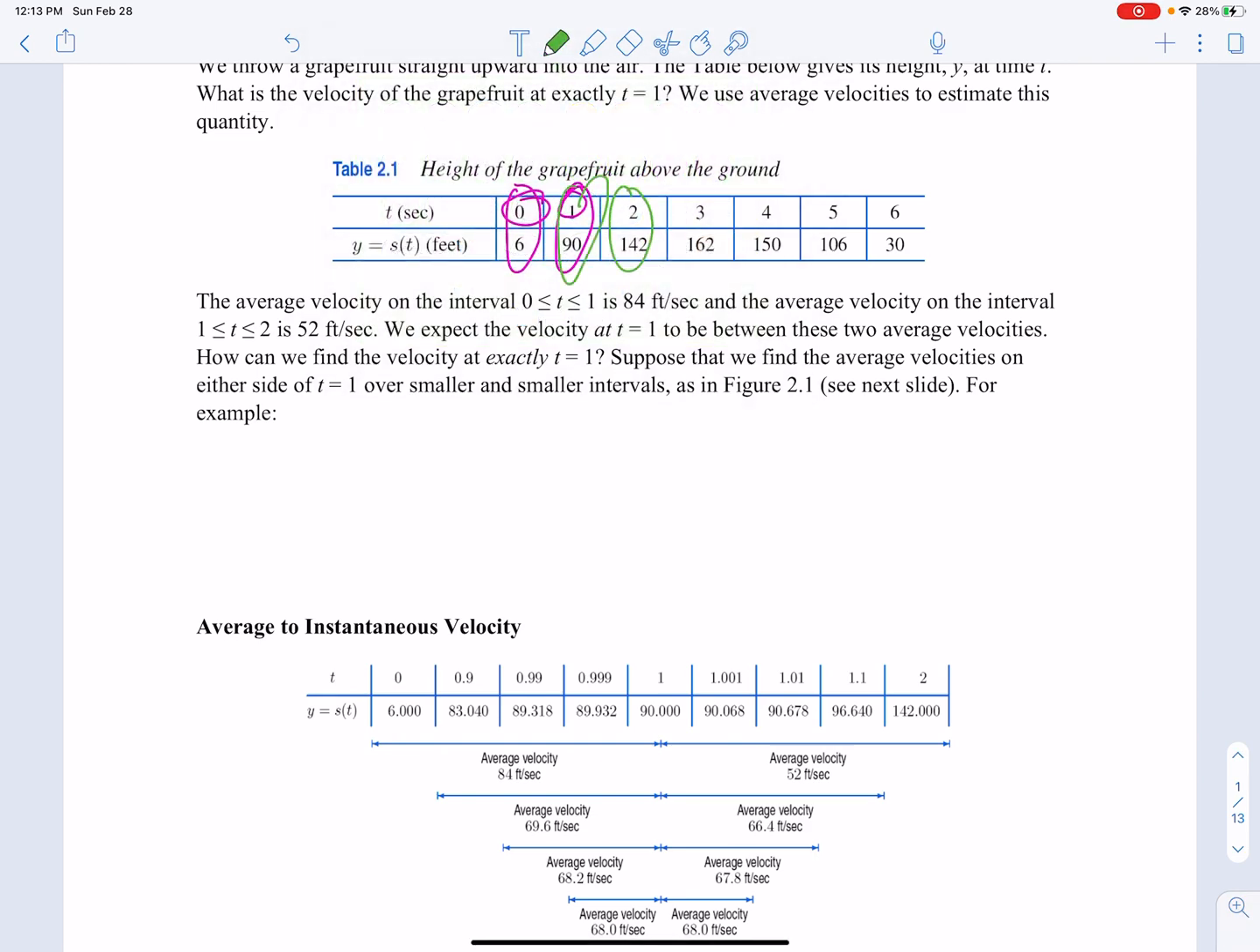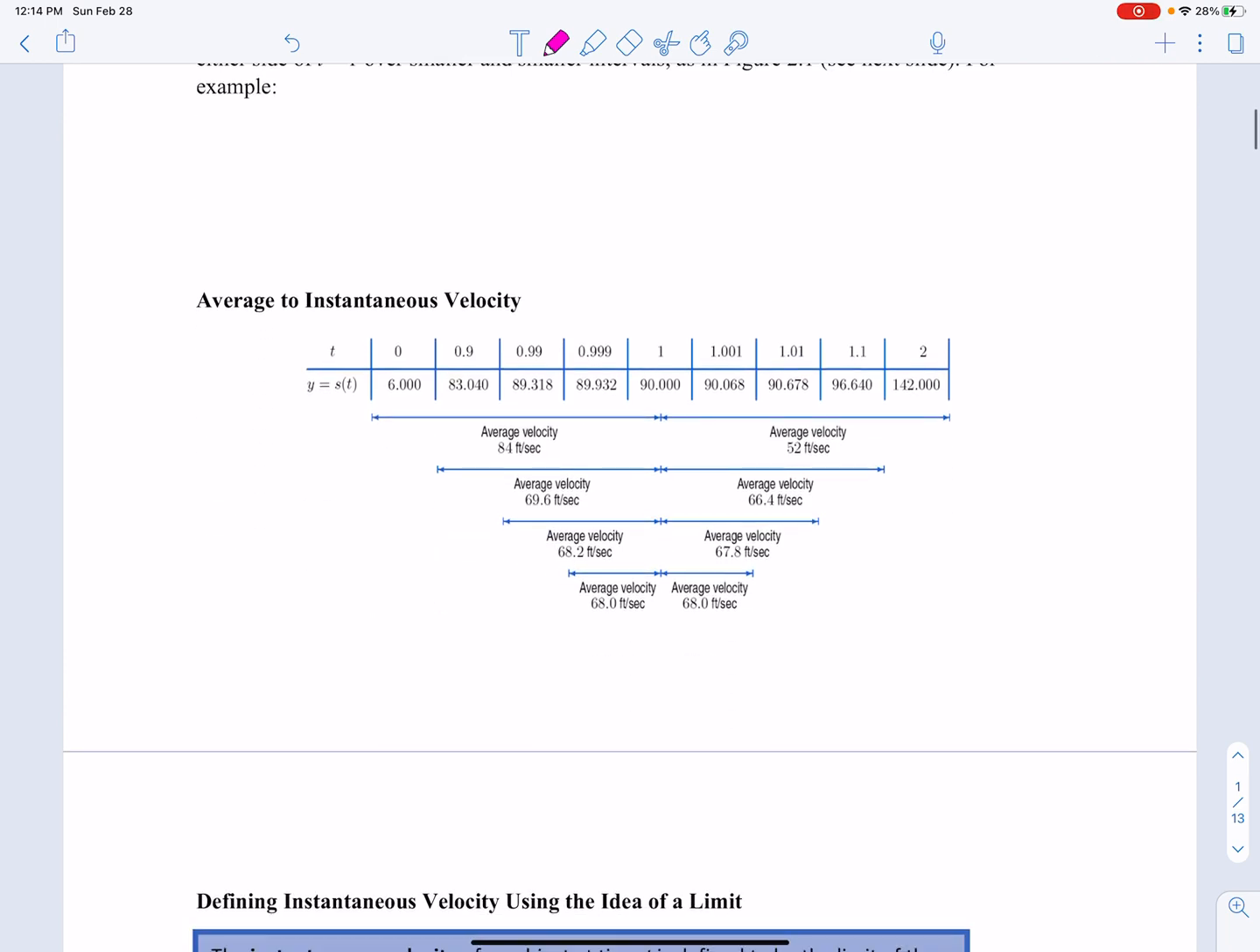and the average velocity on the interval from 1 to 2 seconds, using the same process with those two coordinate points to find the slope, is 52 feet per second. So what do we expect? We expect the velocity at time equals 1 to be between those two numbers, 84 and 52 feet per second. Suppose that we find the average velocities on either side of t equals 1 over smaller and smaller intervals, as in the figure below.